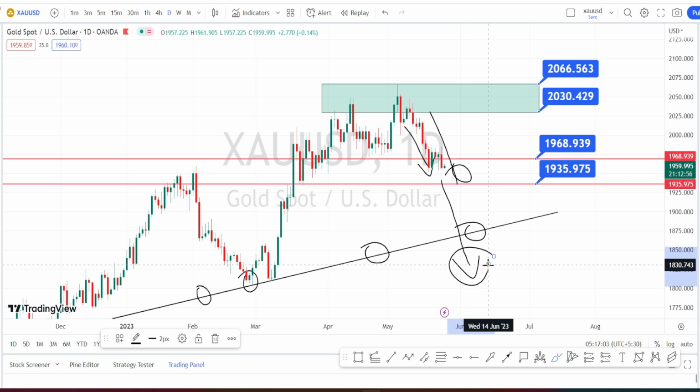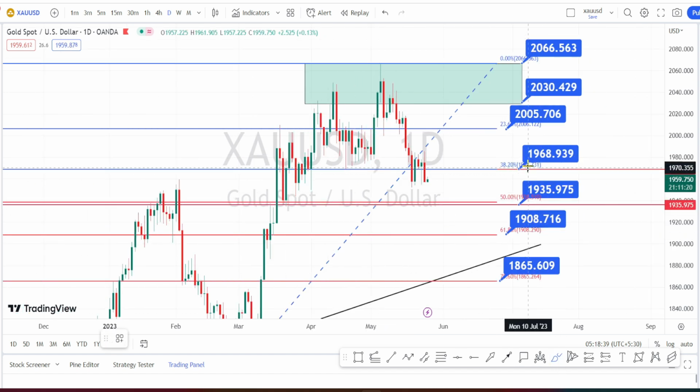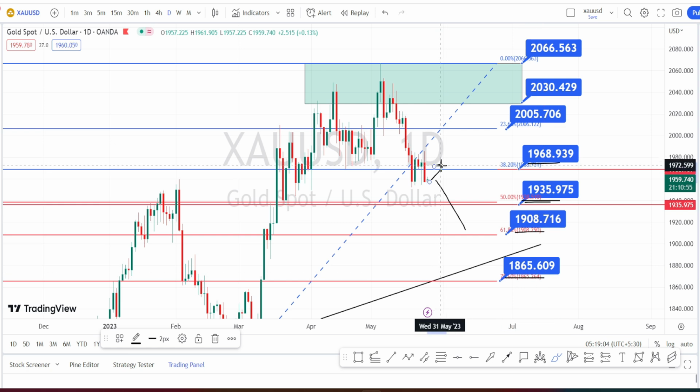So when we look at the support and resistance levels using the Fibonacci tool, currently the price action is trading between the resistance level of 1968 and support level of 1935. And once this support level of 1935 is breached, the next level of support is going to be around 1908 and 1865. And on the bullish side, if the price action breaks the current resistance level of 1968, the next level of resistance is going to be around 2005, 2030 and 2066.